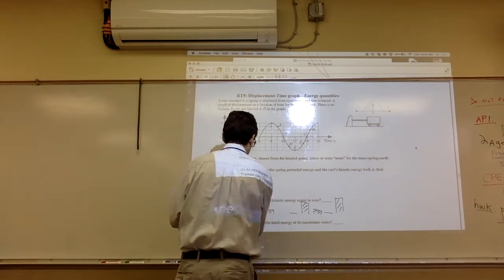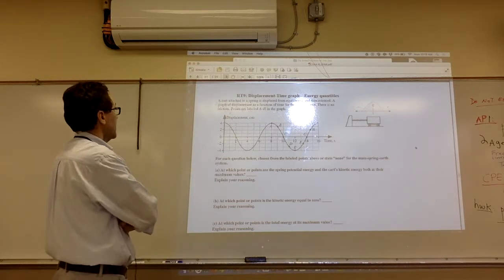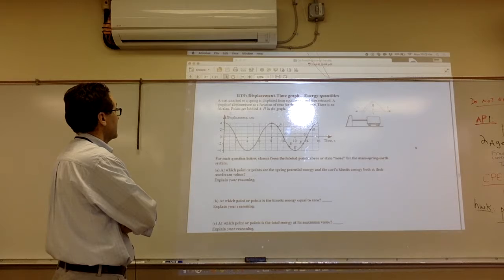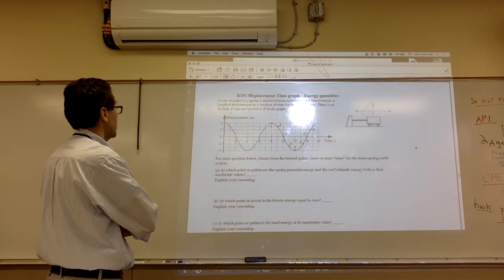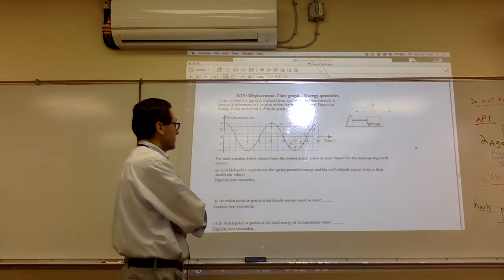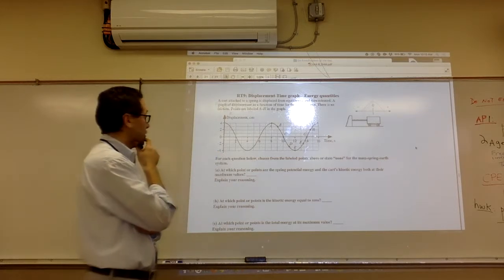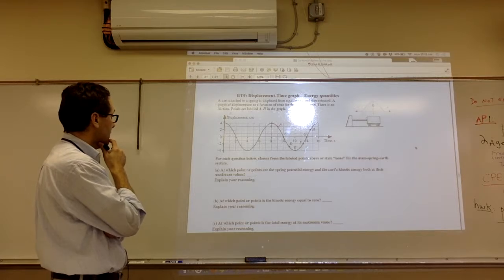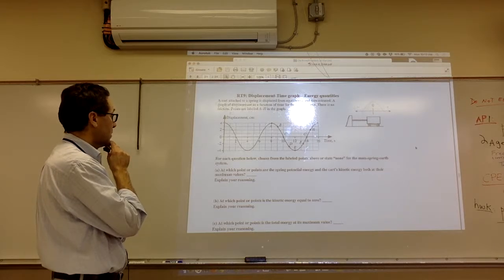All right, let's look at RT9. A cart attached to a spring is displaced from equilibrium and then released. They're giving us a displacement versus time graph, with no friction. At which point or points are the spring potential energy and the cart kinetic energy both at their maximum value? They can never be at a maximum value at the same time, right? Because when one is maximum, the other one is minimum.